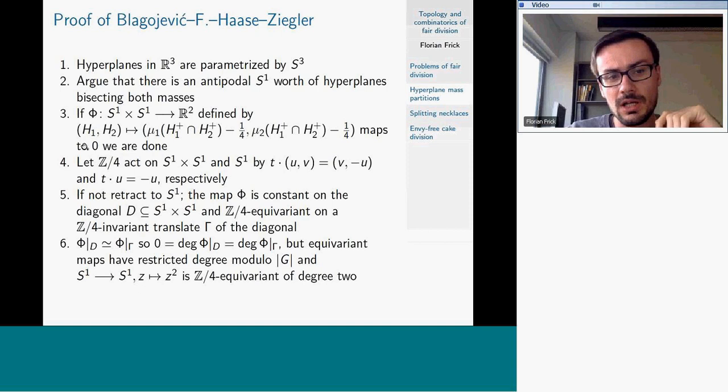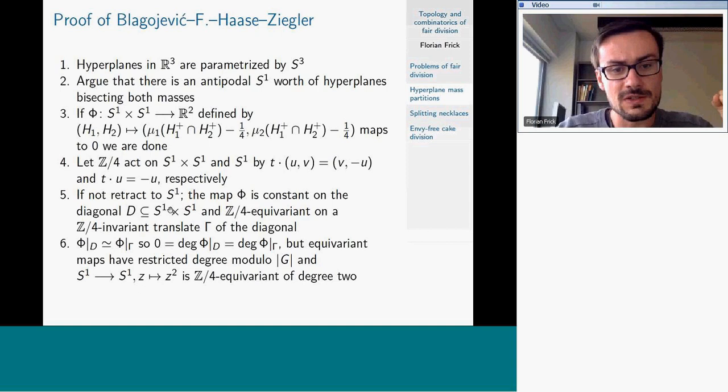Here's a Z4 symmetry. Z4 acts on pairs of hyperplanes in the following way. You switch the hyperplanes and you flip the orientation of one of them. If you do this four times, you get back to where you started from. Right? So that's the symmetry we want to exploit. Also let Z4 act on S1 just as if it were Z2. This does not hit 0, so retract to S1.